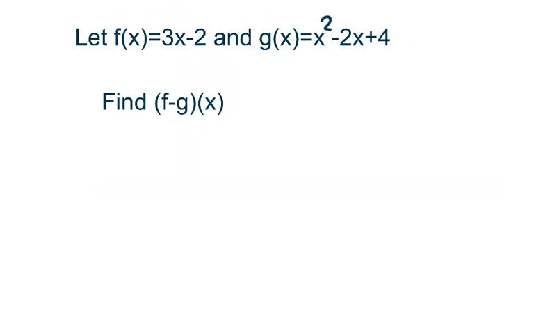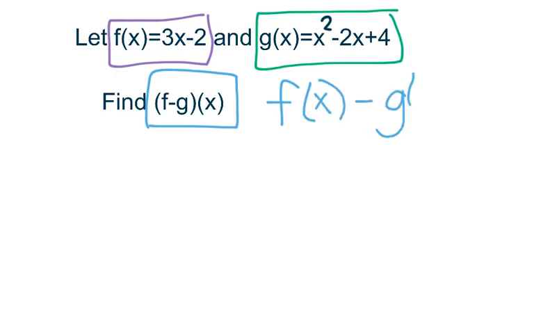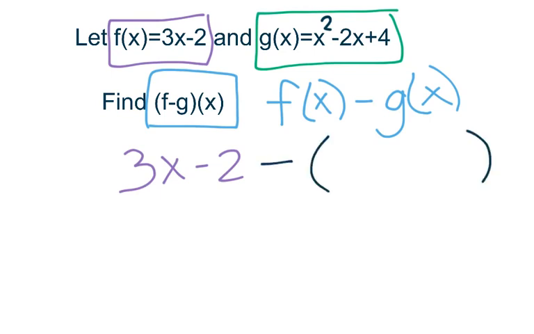Alright, so we're going to use the same two functions we just used, f of x and g of x. And now this one says we're going to do f minus g evaluated for x, which literally means the f function subtract the g function. Now this one kind of gives people a little hard time, so let me show you what I'm talking about. So f is 3x minus 2, and we are subtracting the entire g function. The g function is the one in green, x squared minus 2x plus 4.